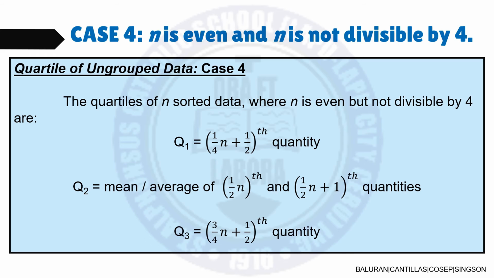So, this will be for the first quartile. We have 1/4 times n plus 1/2. Then for the second quartile, we have to take the average of the given formulas of 1/2 times n and 1/2 times n plus 1. Then for the third quartile, we have to use 3/4 times n plus 1/2.